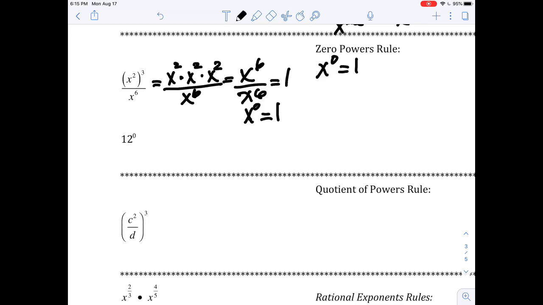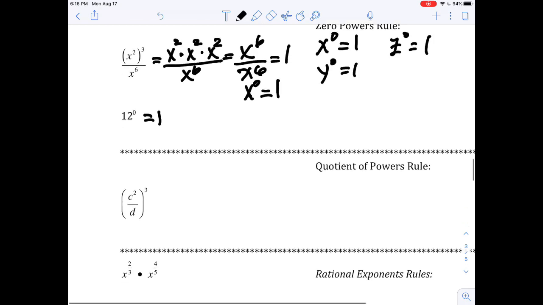So x to the 0 is 1, y to the 0 is 1, z to the 0 is 1. Any expression, any base raised to the 0 power is 1. So 12 to the 0 is 1. And that comes from having the same term over itself is equivalent to 1. And so if you're going to have the same term over itself, you're going to have the same exponents. And if you subtract those, you're going to get 0. And so x to the 0 is going to result in 1.